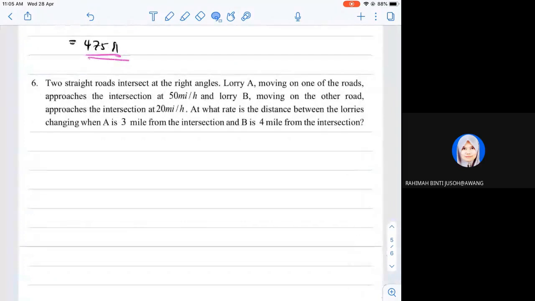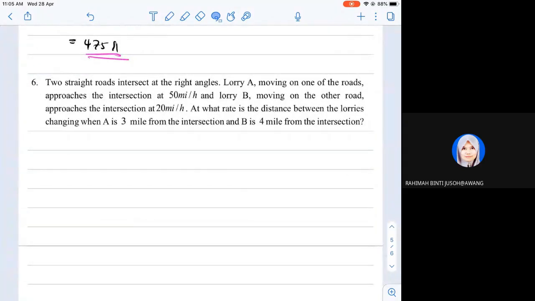Okay, question number 6. Two straight roads intersect at right angles. Lorry A moving on one of the roads approaches the intersection. Okay, so we have a road. One road, this is A, lorry A. Another lorry B. What do they want? They want the distance. The distance is this one.